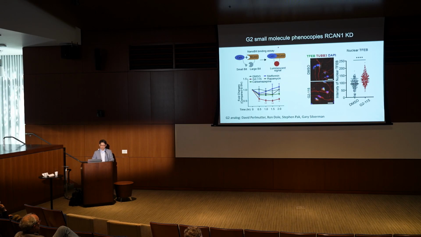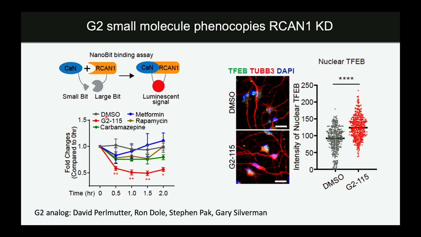And this is a process, the RCAM1 calcineurin sort of antagonizing them, that we can also control by chemicals. In this example, I'm showing you one chemical called G2 compound. G2 is an analog of gliabancolamide, developed by Dr. Perlmutter and his group at WashU. And what we found was that in a binding assay between RCAM1 and calcineurin, adding G2 can actually reduce the interaction in comparison to other autophagy-inducing chemicals.